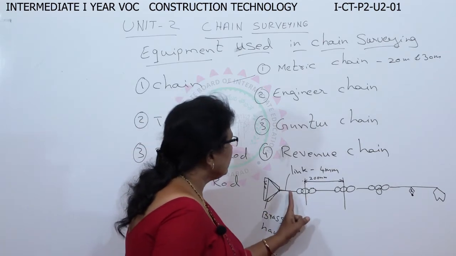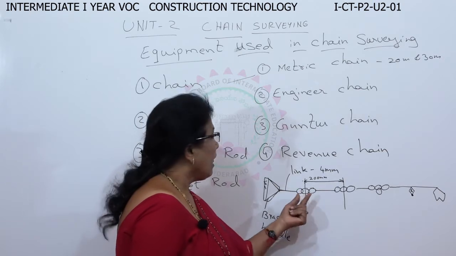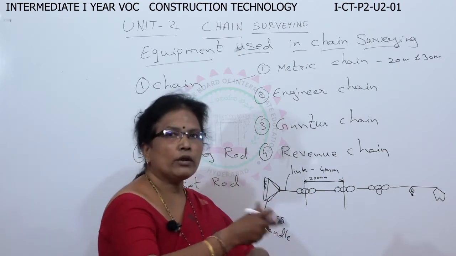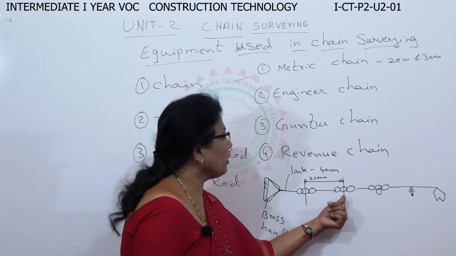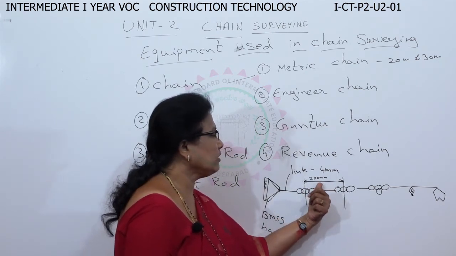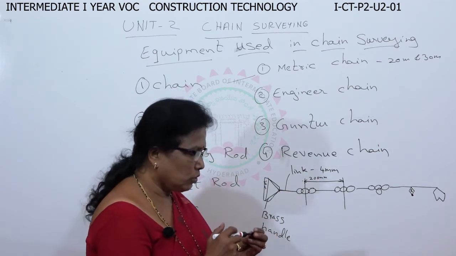And here, this link is attached with 3 rings, which is flexible so that you can fold the chain. From the center of this ring to the center of the next ring, the length of the link is 200 mm. Now, I will show you the chain.